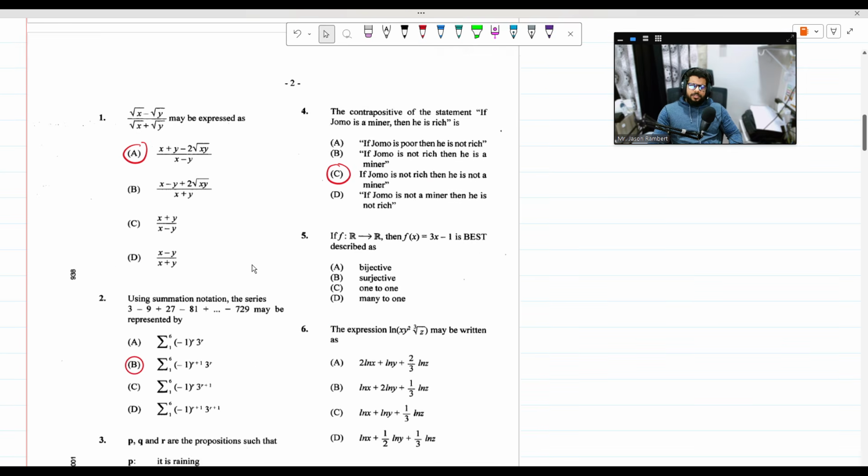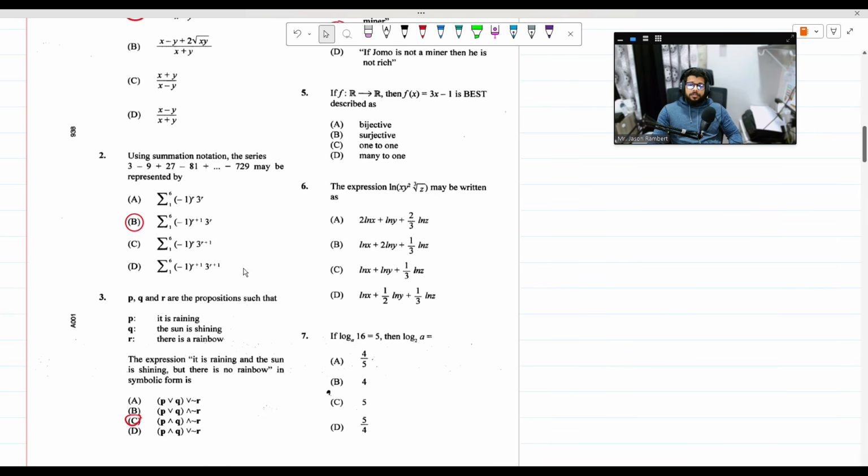If f is such that the real numbers are mapped onto the real numbers, then 3x minus 1, this is bijective. All linear functions are bijective once they give us the full real numbers for the domain.